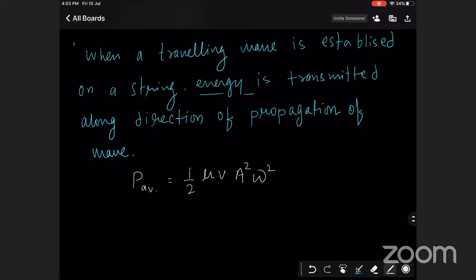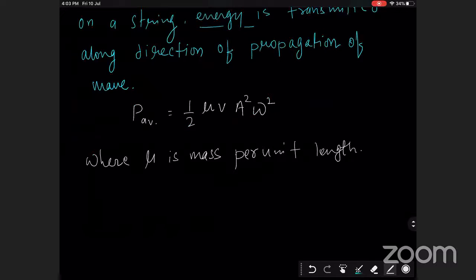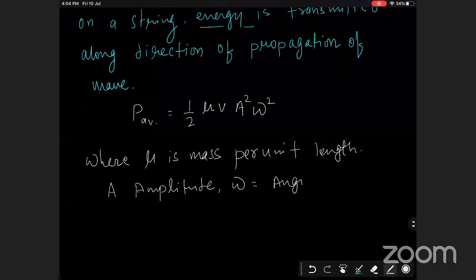This is the formula: mu V A square omega square. Where mu is, what is mu? Mass per unit length. Right. What will be A? A is the amplitude, displacement amplitude. Omega is the angular frequency.